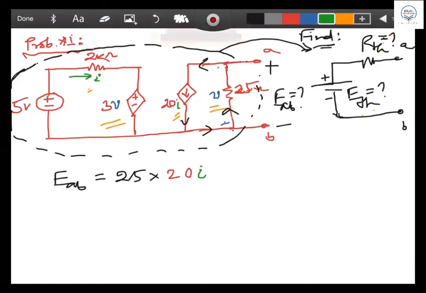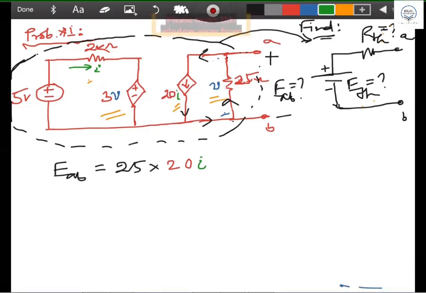So is it correct? Still there is something wrong. Because VAB is, this is plus and this is minus VAB. So 25 ohm times the current, but that current is going in the opposite direction, right? Yes, sir. So what will be this?